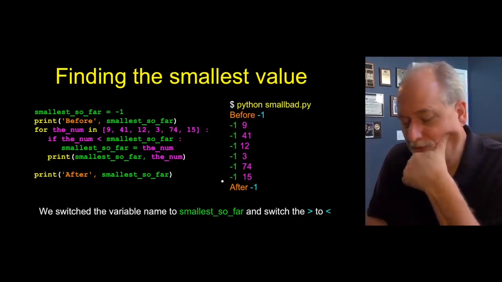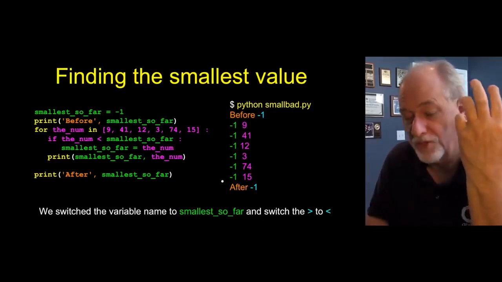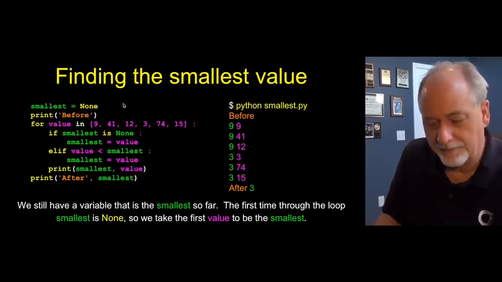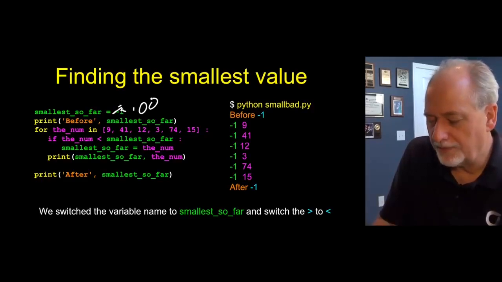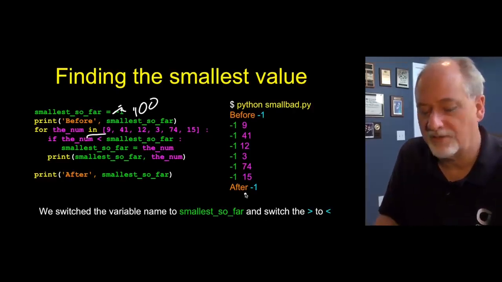So how could we fix this? Well, if we started the smallest so far with some arbitrary big number, then it'd be better. If we made this 100, whoops, come back. If we made this be like 100, that'd be good, because the first time through the 9 would be less than 100, so we would capture the 9 and then the rest of the loop would work just fine.